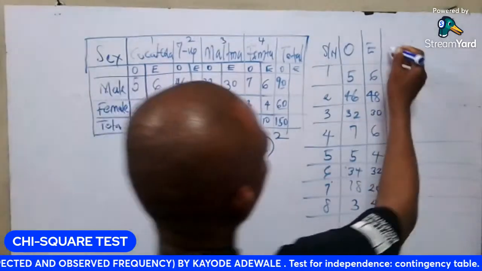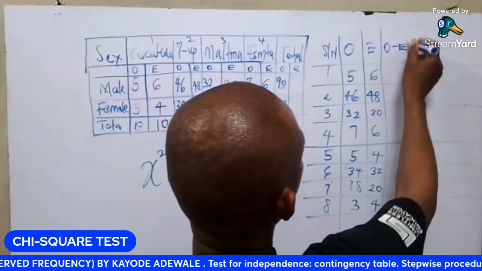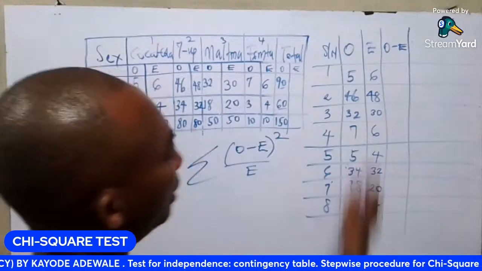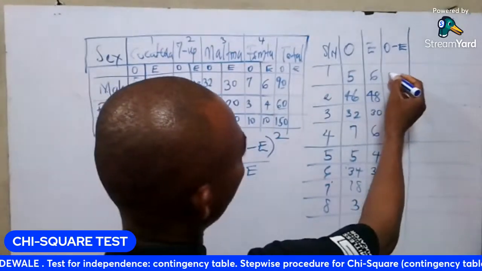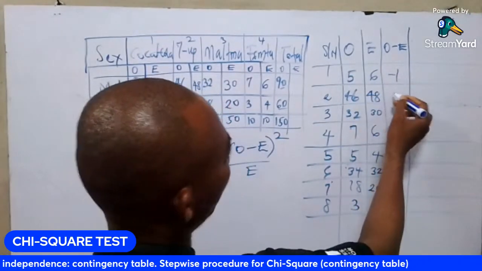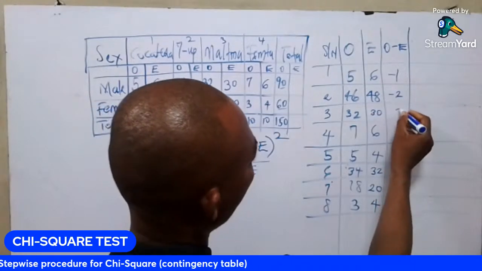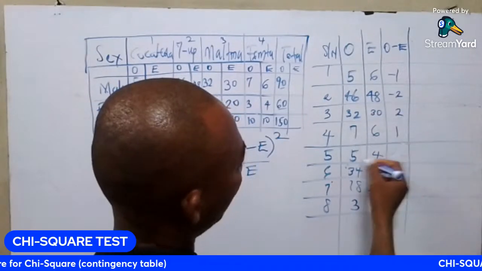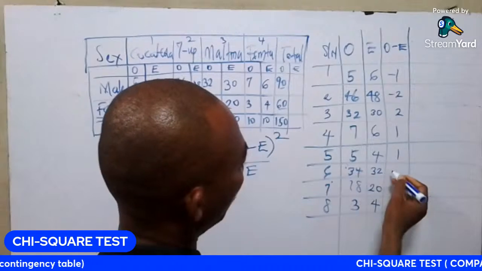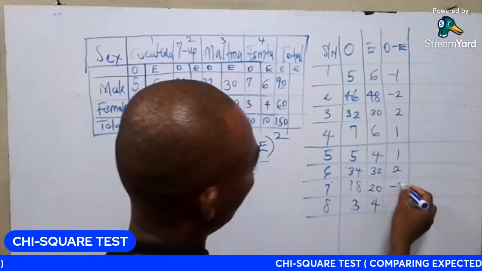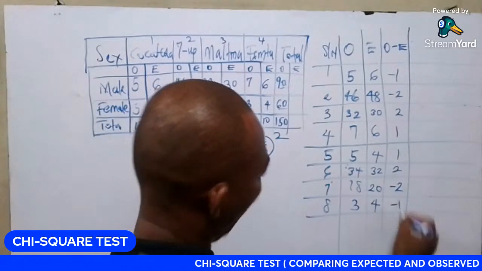So when you are finding the difference between observed minus what? Expected value. The difference between this and this is just what? Minus 1. Difference between this and this, minus 2. Difference between this and this is just 2. Difference between this and this, 1. Difference 1. Difference between these two, minus 2. Difference between this, minus 1.